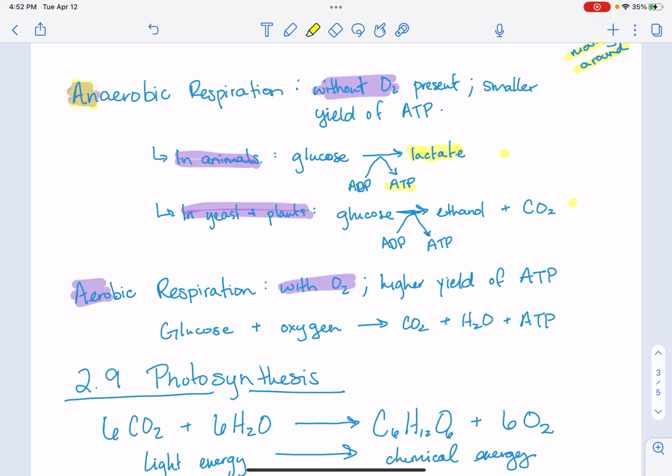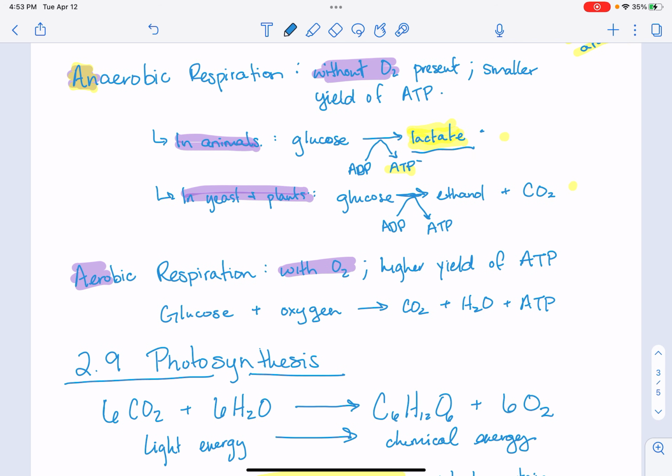A lot of times anaerobic respiration in humans is used, for example, when you're working out. You're using your muscles a lot and so quickly that there's not enough time to get the oxygen to your muscles. When you feel that burn in your muscles, that is actually the lactate buildup. So this process in particular is very important when there's muscle contractions and you're using your muscles a lot in a very short period of time.